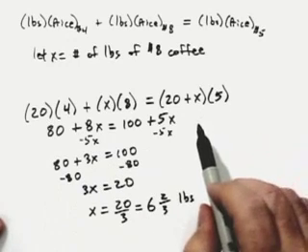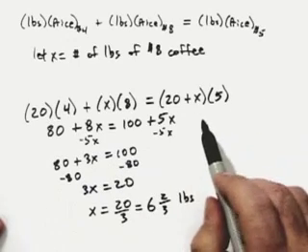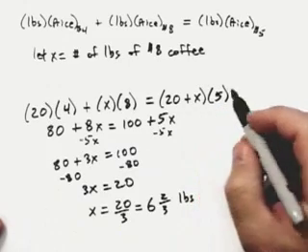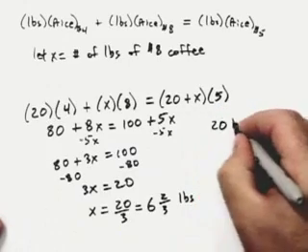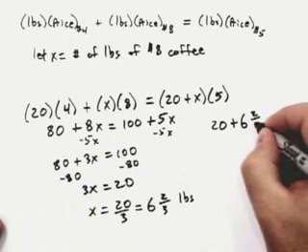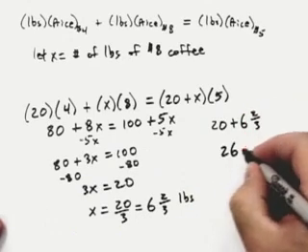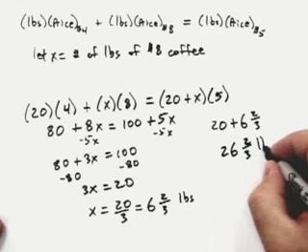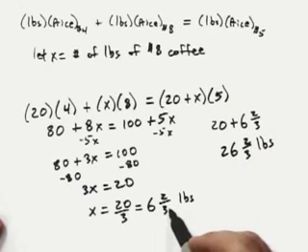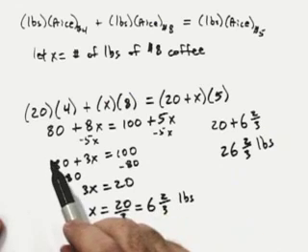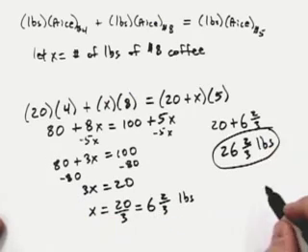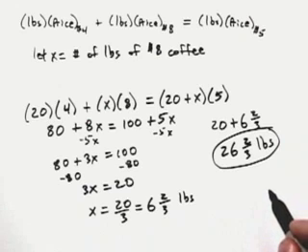We're also asked to find the total number of pounds of the mixture. We saw earlier in our equation that that would be 20 plus x. And we found x to be 6 2/3. So 20 plus 6 2/3 is 26 2/3 pounds. So we'll need 6 2/3 pounds of the $8 per pound coffee to combine with the 20 pounds of $4 per pound coffee to give us a total of 26 2/3 pounds that we'll sell at $5 per pound.